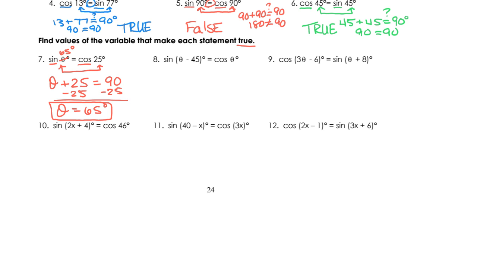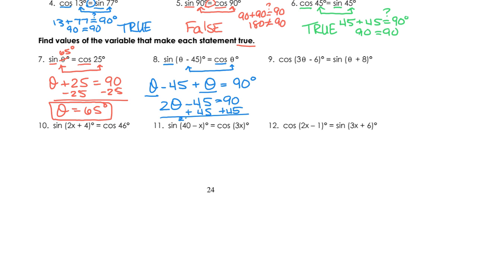All right, number 8. Again, we have sine and cosine, and they will be equal as long as their angles add up to 90 degrees. So we're going to take theta minus 45 as the one angle, add it to theta, which is our second angle, and see if we can get 90 degrees. Theta plus theta is 2 theta, just like an x plus an x is 2x, minus 45 equals 90. We're going to go ahead and add 45.